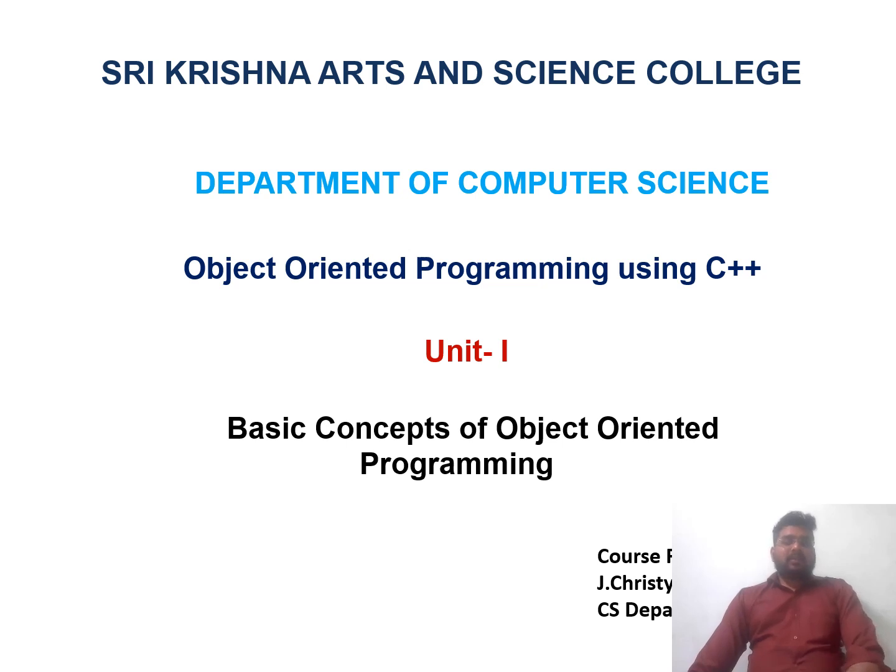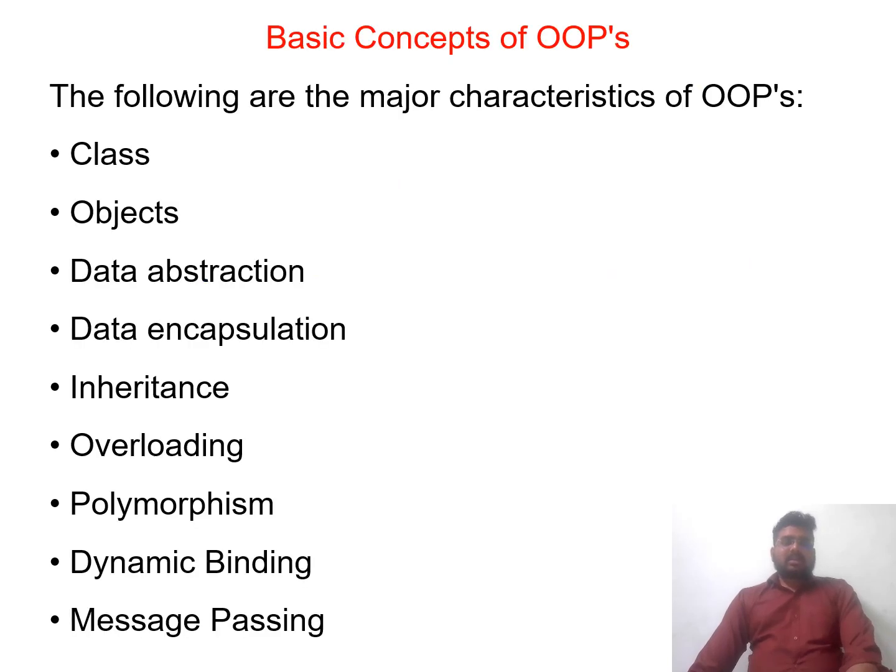Today we will discuss the basic concepts available in C++ programming. This is the list of basic concepts: class, object, data abstraction, encapsulation, inheritance, overloading, polymorphism, data mining, and message passing. Today we will discuss them one by one. The first one is class.